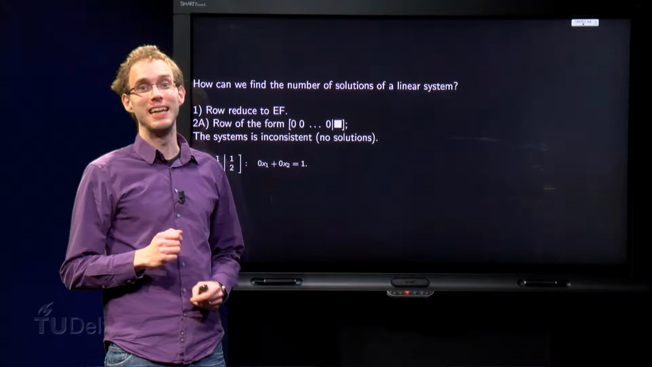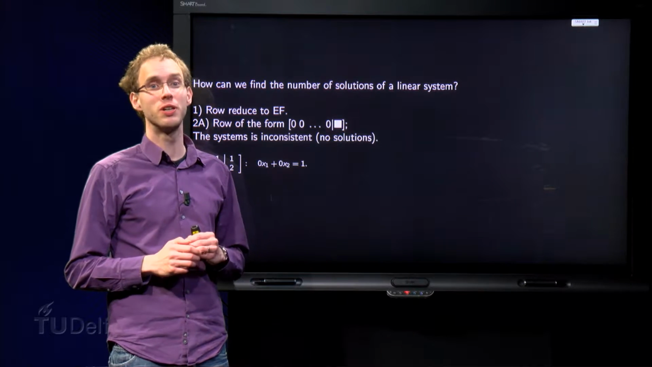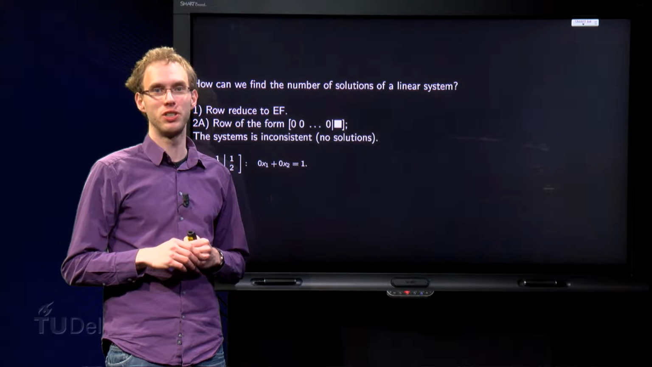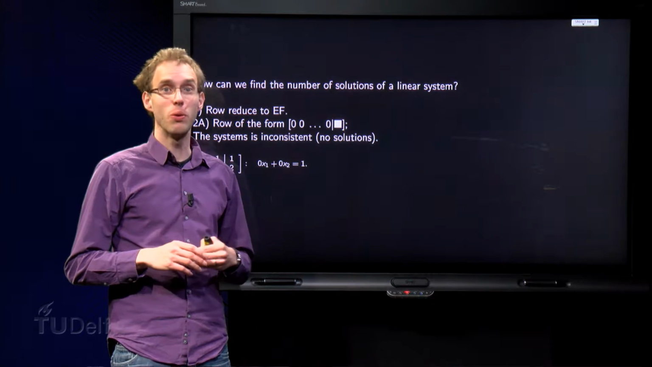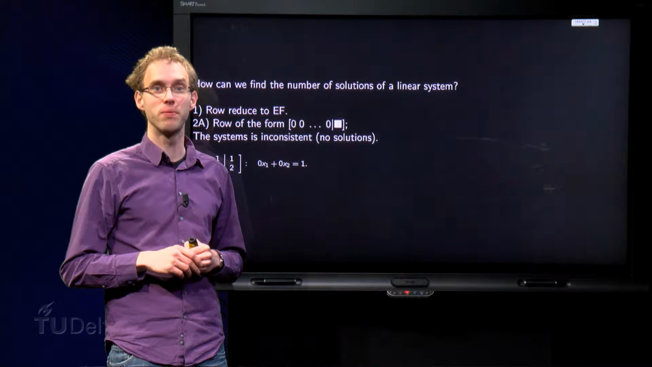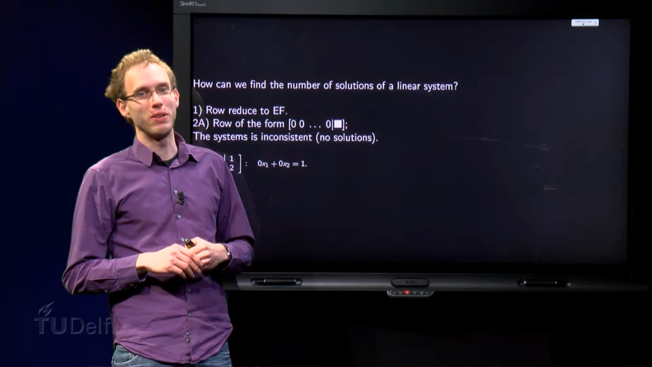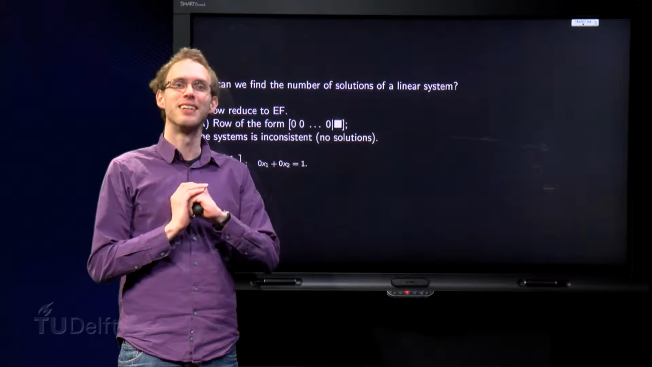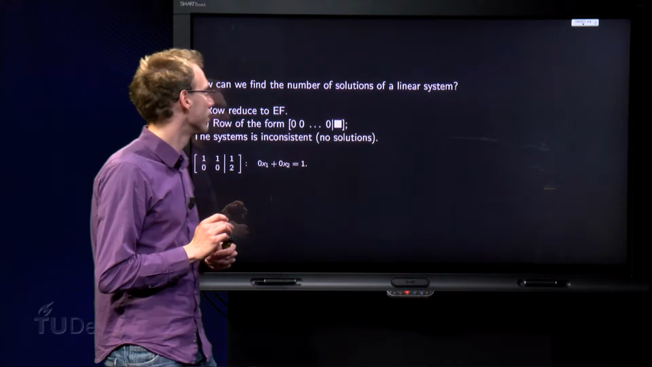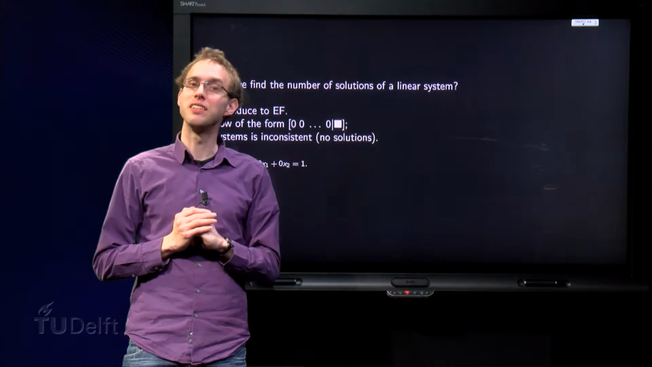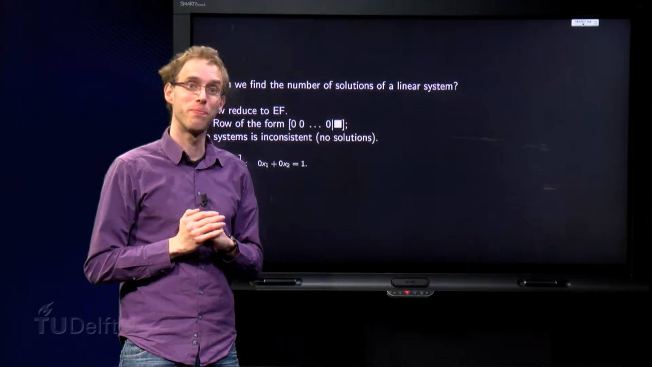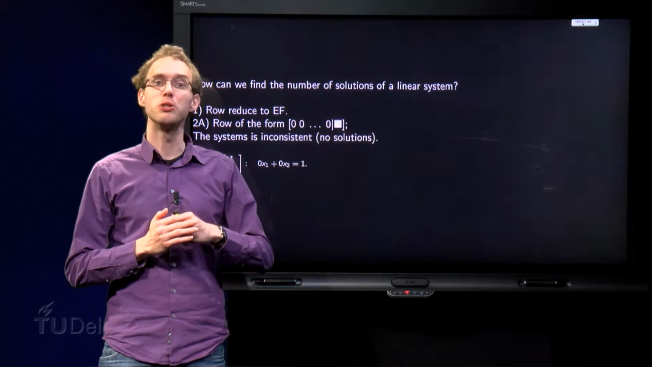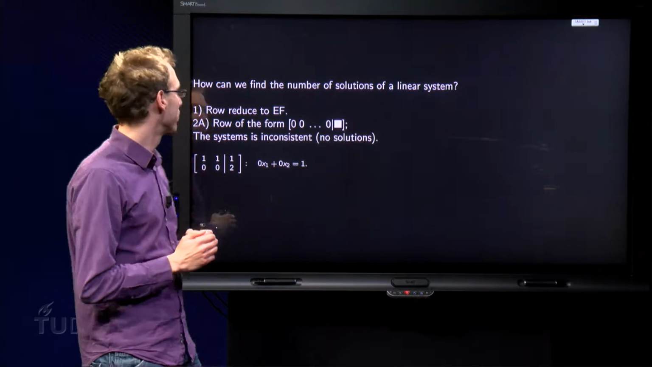We know that the linear system can have no solutions, one solution, or infinitely many solutions. We also know when we are done with the row reduction procedure. Now you want to know, of course, how we can see the number of solutions after the row reduction. That is the subject of this video. How can we find the number of solutions of a linear system? First step, always reduce to echelon form.